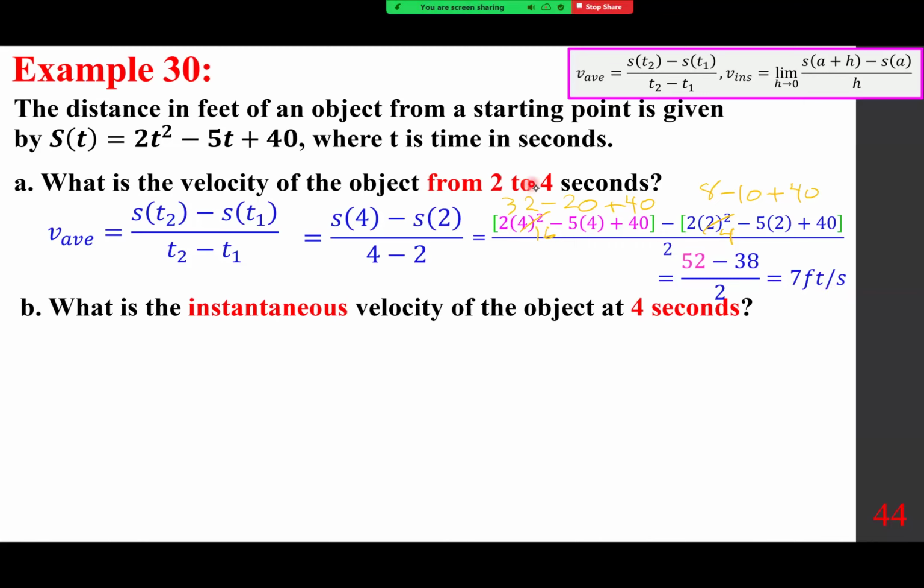Before we move on, it's important to understand that anytime they give you 2 points in time, that means average velocity. Anytime they give you 1 point in time, that means instantaneous, meaning whether they put the average or the instantaneous here or not, it means the same thing. So in this case, we are interested in instantaneous velocity. So the limit of s of a plus h minus s of a over h, as h approaches 0, where a is 4.